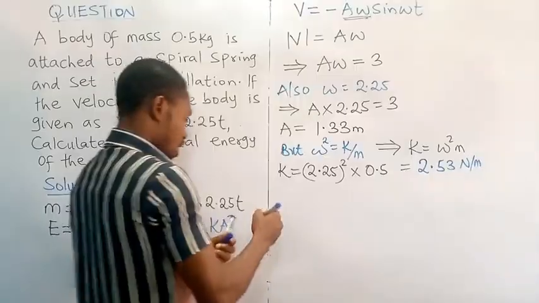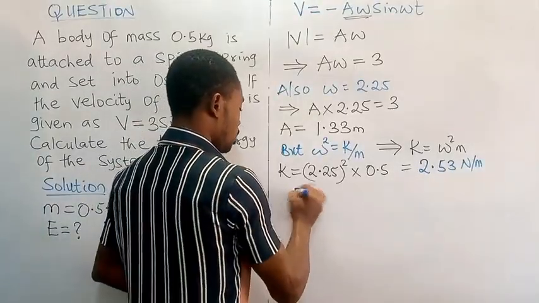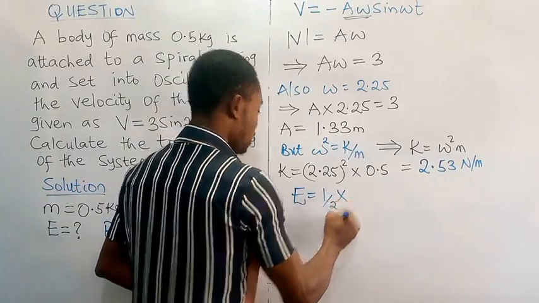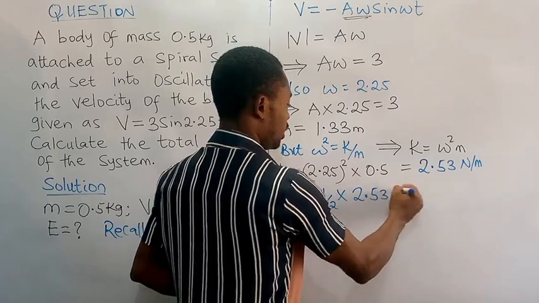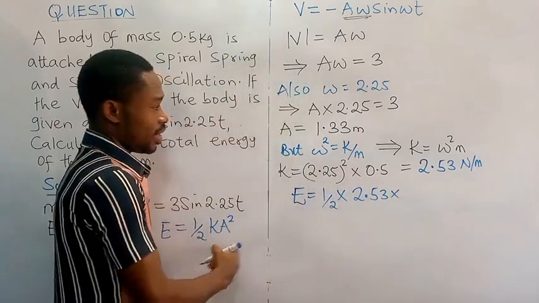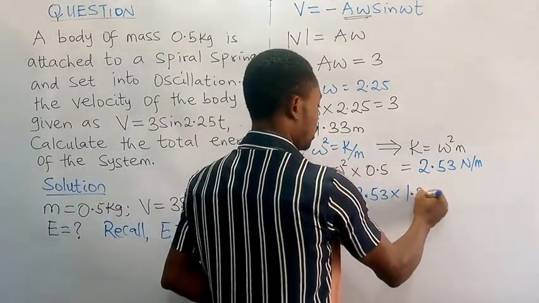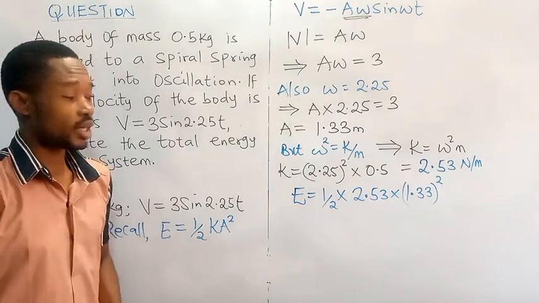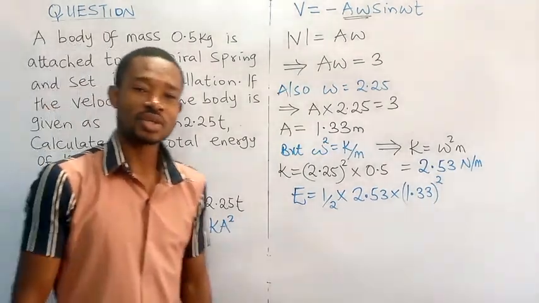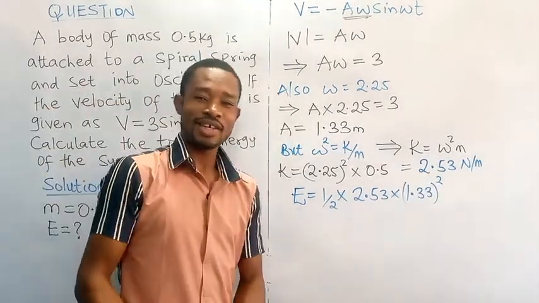So all we have to do is that E is equal to 1 over 2 times our K. K is equal to 2.53, and then multiplied by A. And our A is 1.33. Then you square it because this is A squared. Now simplify this, you get the total energy. I will not get to that end.